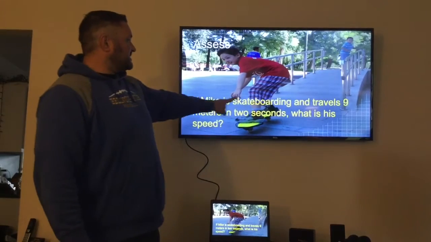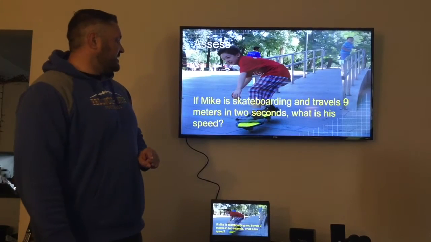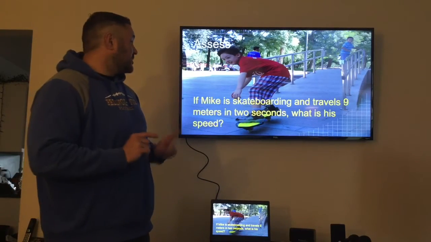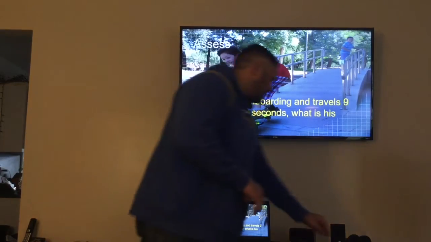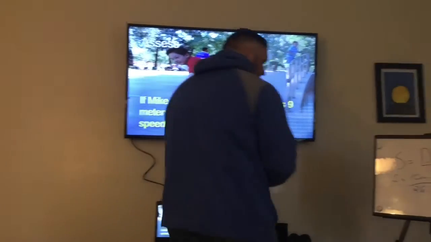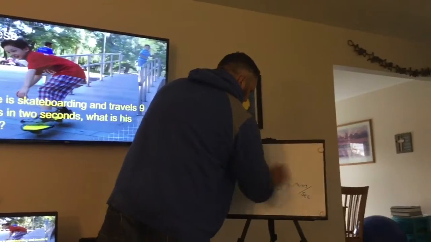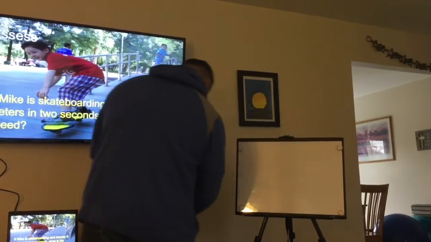If Mike is skateboarding and travels 9 meters in 2 seconds, what is his speed? Well, let's work that one out. Nine meters divided by 2 seconds gives you 4.5 meters per second.